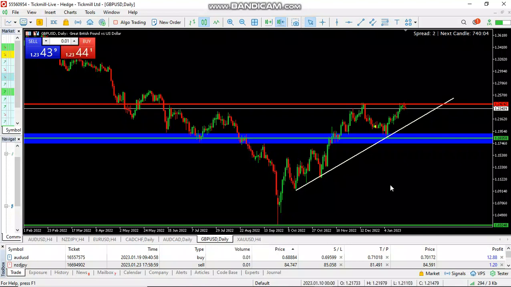Pound USD, nothing for me here. It's been stationary like that for the last couple of days. As soon as price action decides to break through this level of resistance and come back for a retest, I might jump in for a buy position.